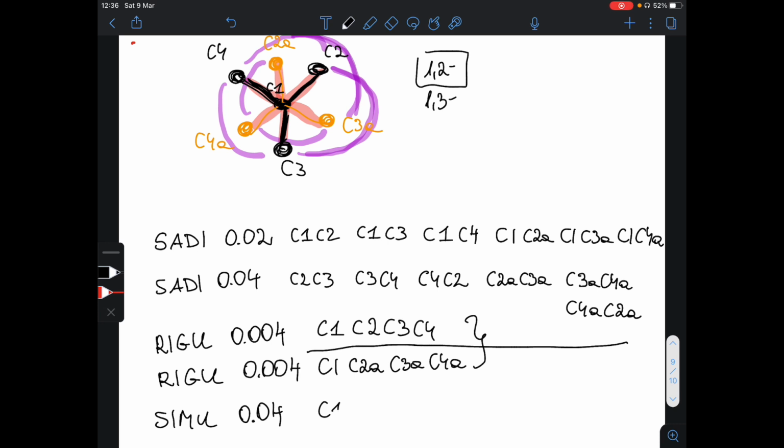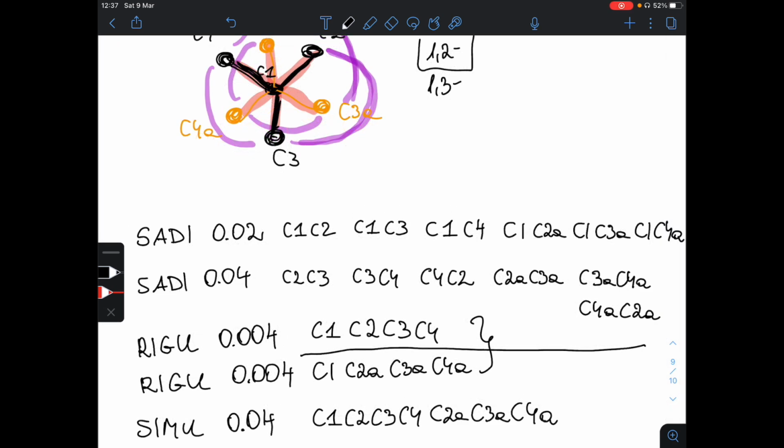So again, C1, C2, C3, C4, C2A, C3A, C4A. And that's it. Now, previously I said that there are two types of similar or same distance restraints that we can use, either SADI or SAME. And I said that SAME is a bit more difficult to do. I mean, it's not difficult, it's less obvious, let's say it this way. And it's much easier to make some mistakes.